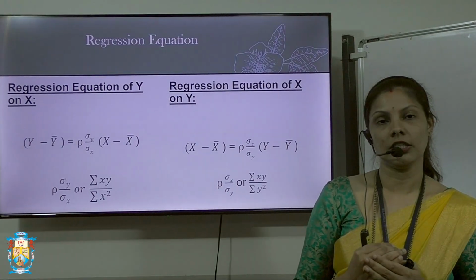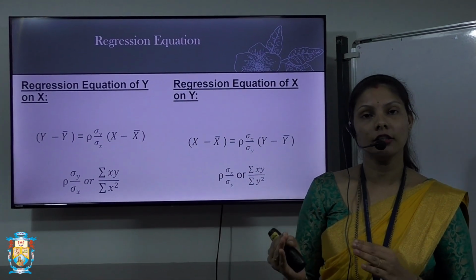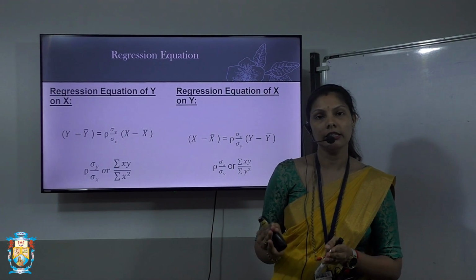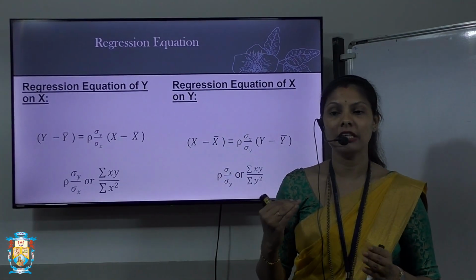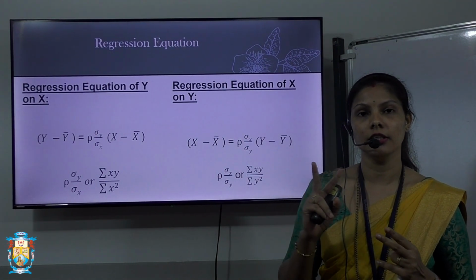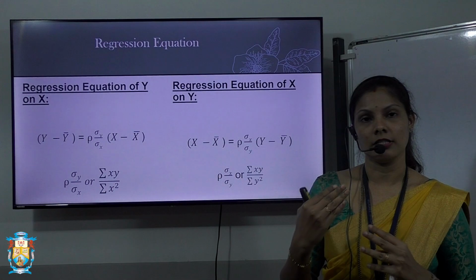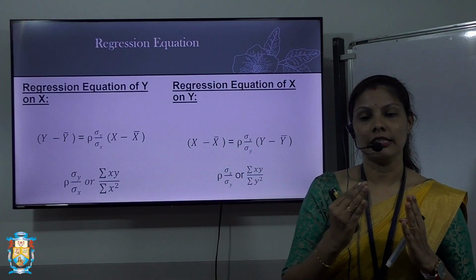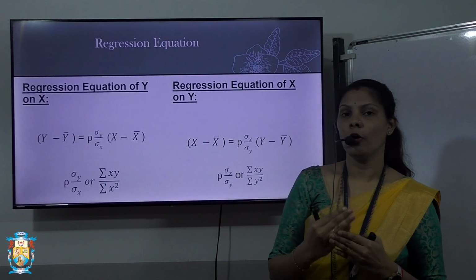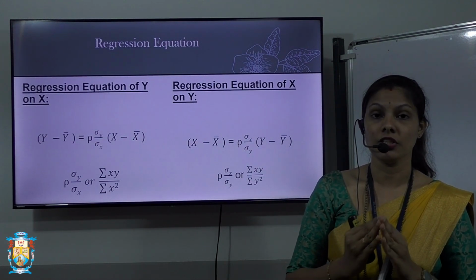Next, regression equations. There are two types of regression equation: one is the general equation and the other is the shortcut regression equation. The general equation is a long procedure method, so here we will be doing the shortcut method. To get a regression equation, we need to solve two regression equations, that is, y on x and x on y, because there are two variables depending on each other. In the slide you can observe the two equations: regression equation y on x and regression equation x on y.